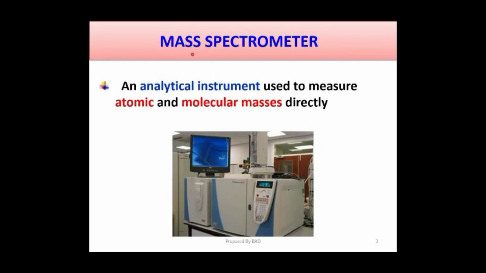So what is a mass spectrometer? A mass spectrometer is an analytical instrument used to measure atomic and molecular masses directly. That means this device, this equipment, this instrument, is used to measure or to weigh exactly the mass of an atom and the mass of a molecule.